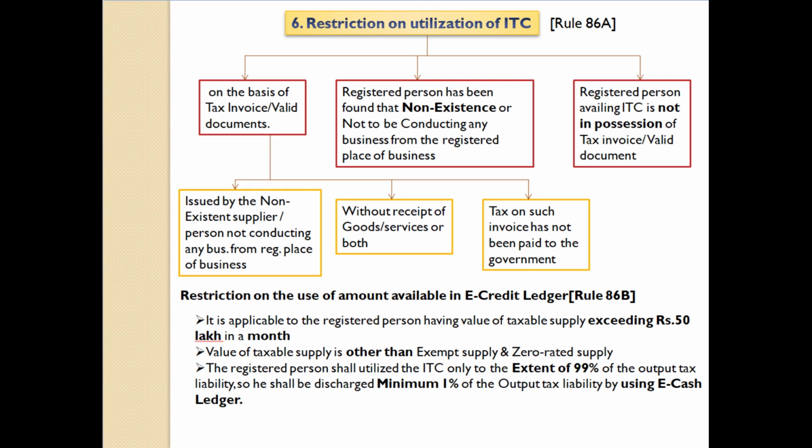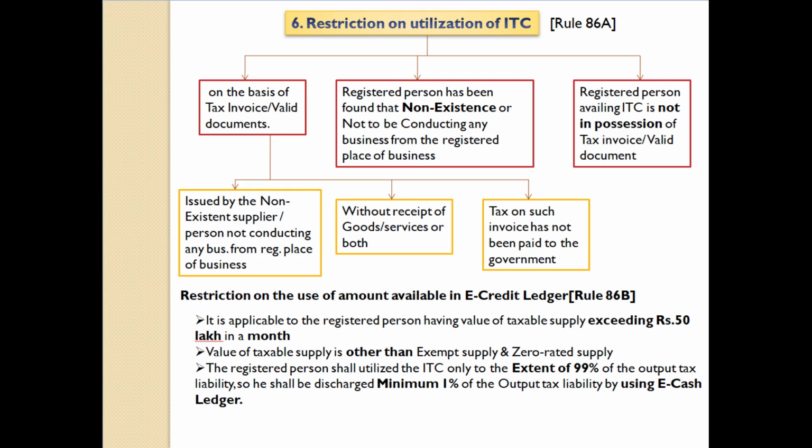The second one, which is already discussed, is that the registered person has been found to be non-existent or not conducting any business from the registered place of business. And the last one is that for availing the ITC, the registered person must have possession of a tax invoice or valid documents. In case he is not in possession of valid tax documents or tax invoice, the ITC is restricted.